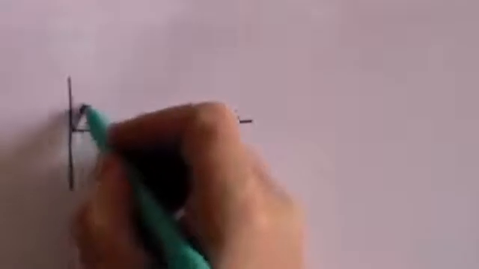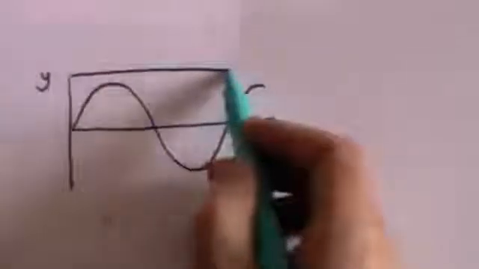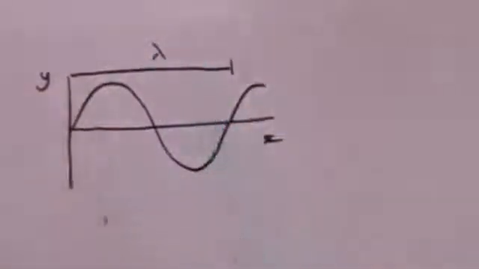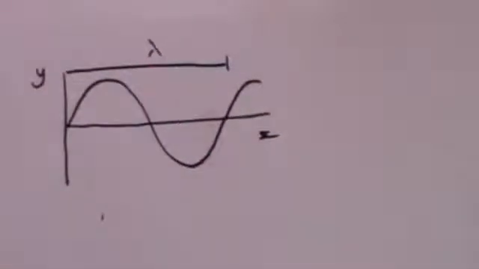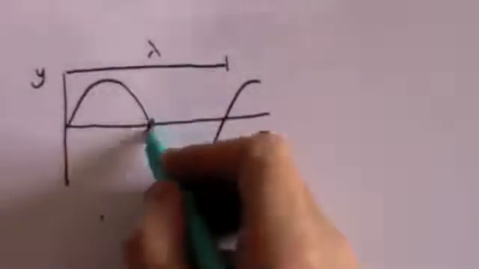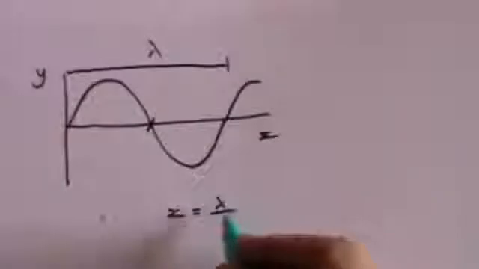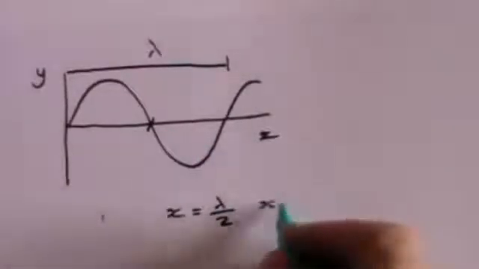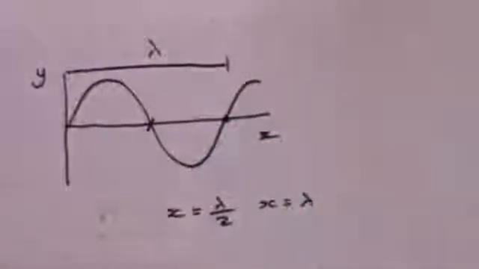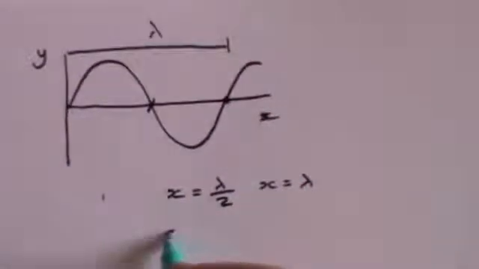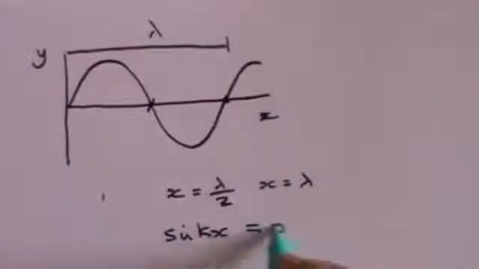Now, what about this sine term? Well, let's plot sine kx. Sine of kx will look like this. This is the y-axis, this is the x-axis. One complete wavelength is lambda. But what you'll notice here is that when x is equal to lambda over 2, that is a half wavelength, or when x equals lambda, that is a complete wavelength, the sine term of kx is 0.